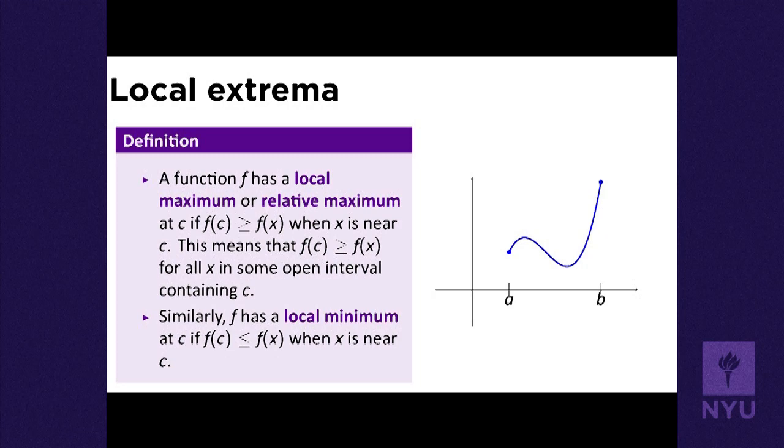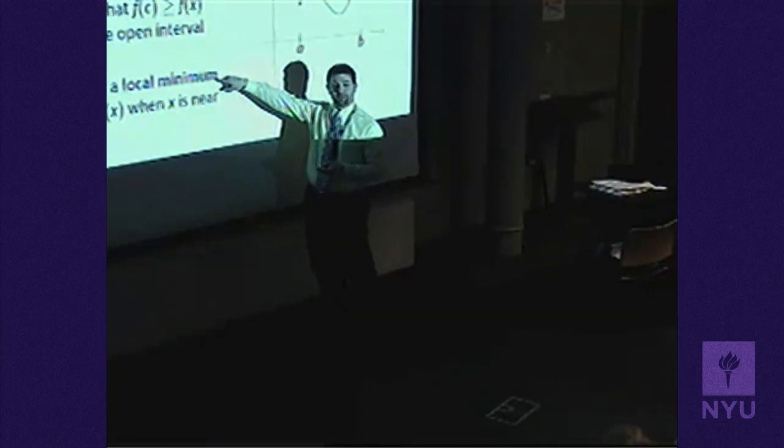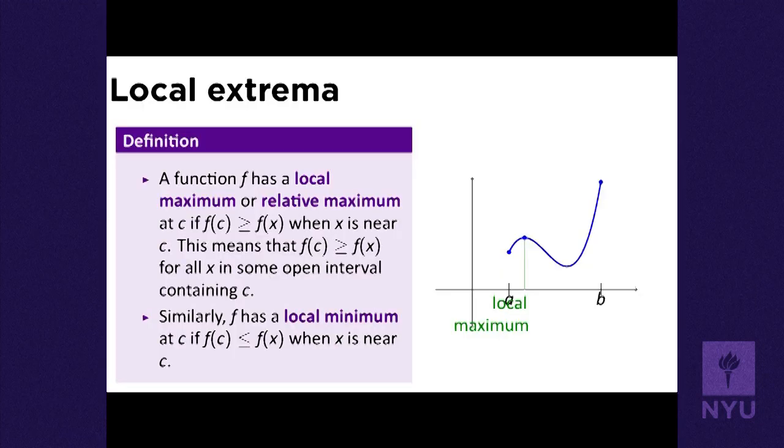So here's the new definition. A function f has a local maximum, or sometimes called relative maximum. These two terms are synonymous. At c, if f of c is greater than or equal to f of x. Now, when we were talking about absolute or global, we would say for all x in the domain of the function. But here we're saying for all x near c. Okay? Now, to be a little bit more technical, what we mean is that f of c is greater than or equal to f of x for all x in some open interval containing c. Now, vice versa, you can just change the inequality to the other way, and then you'll be talking about instead a local minimum.